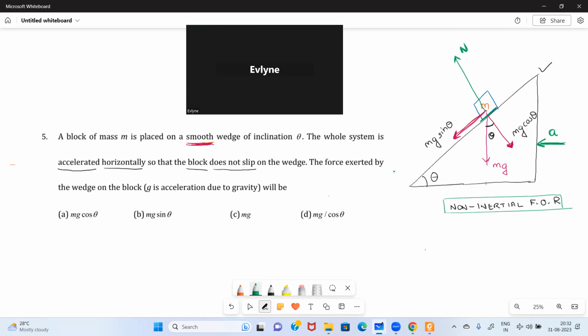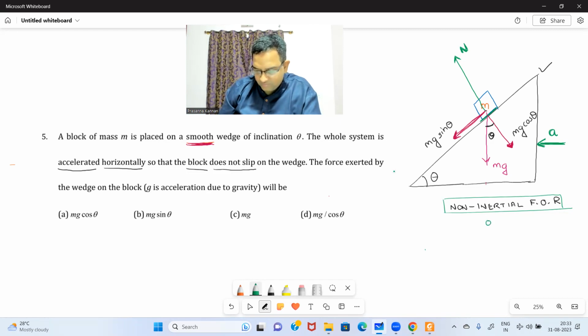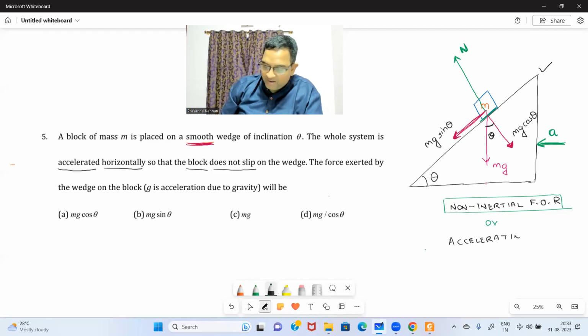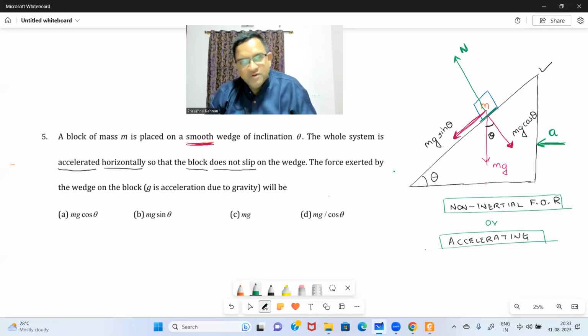Accelerating. It is accelerating, right? It is a non-inertial frame, or you can call it an accelerating frame of reference. So what will happen is if you simply apply Newton's laws, they will fail, correct? Yes, sir. So what correction do you need to apply? Pseudo force. Yes, you need to assume a pseudo force to be there.